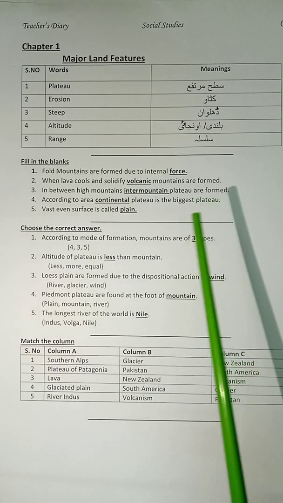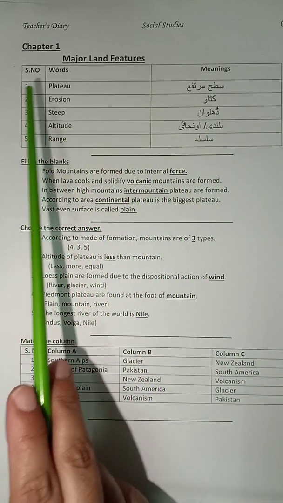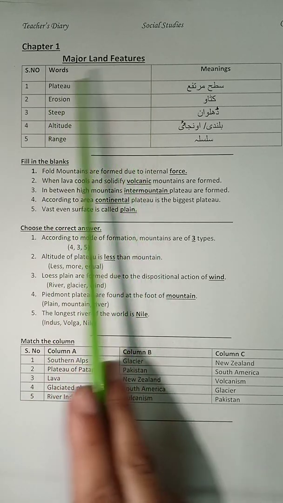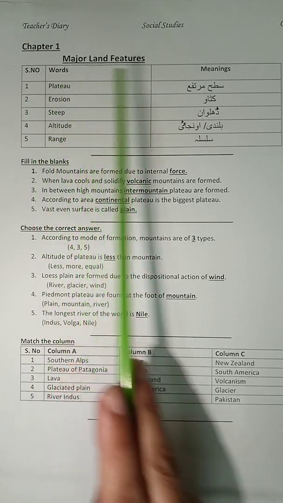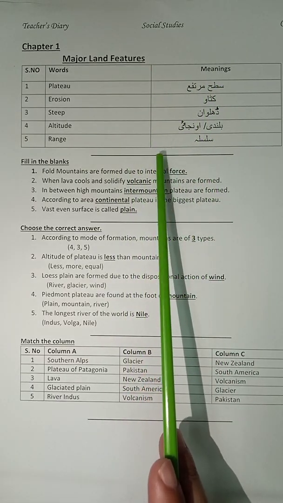Students, ready a new page, write serial number and date at the top of the page, give the heading of chapter number 1 and the name of the chapter, Major Land Features. Now give the heading of words meaning, draw a line at the center of the page for words meanings.